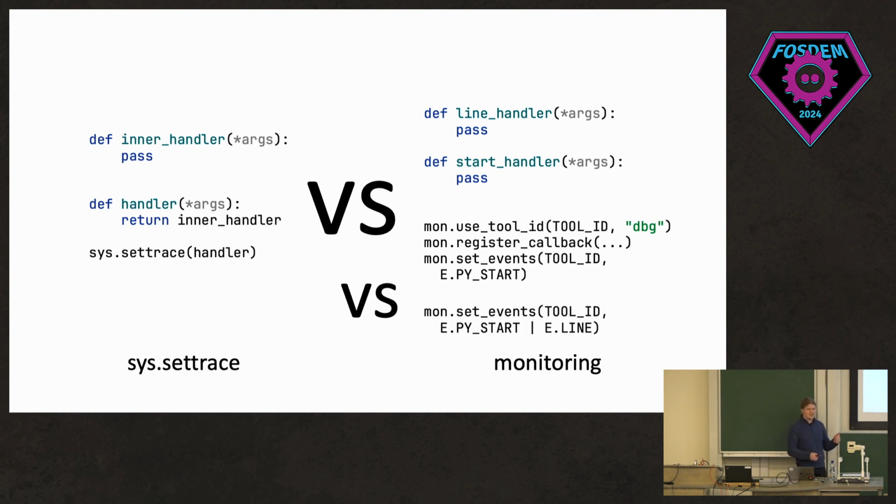But I thought, yeah, it's a bit sneaky, because we're comparing something that triggers an event at every line with something that only triggers an event every function call. So I also made a third comparison with setting all the line events. And it turns out that's still faster, which is quite nice.